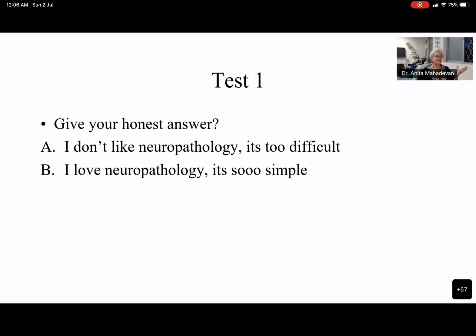Okay. So I've tried to make it interactive. I've tried to put in as many MCQs as possible. Just to test the system out, Dr. Gujral told me that you get only 15 seconds to answer, and I think Jansi will be doing the timekeeping. So shall we go? I have 2 test questions. There is no correct answer to this, but give me your honest answer. What do you think? A, I don't like neuropathology. It's too difficult. B, I love neuropathology. It's so simple. So Jansi, what is the answer? 3 people have answered, ma'am, of which 2 answered A. Whoa, not too good. All right.